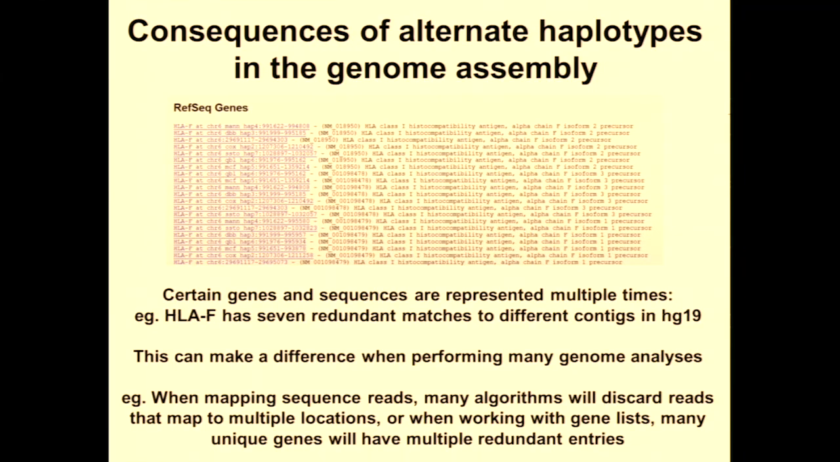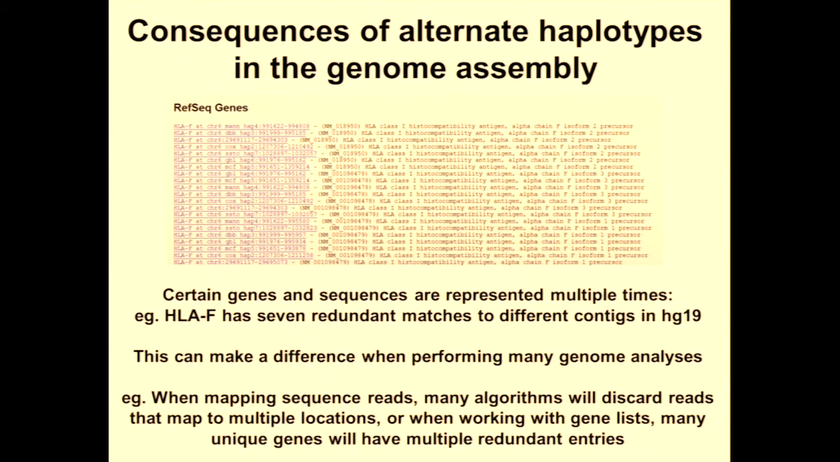And yeah, so as I said, if you don't appreciate that there are, say, seven different alternate haplotypes for the HLA locus, if I was to take one of the HLA genes and ask the UCSC Genome Browser where it is in HG19, it says, it's here.